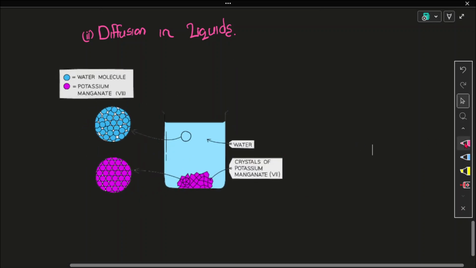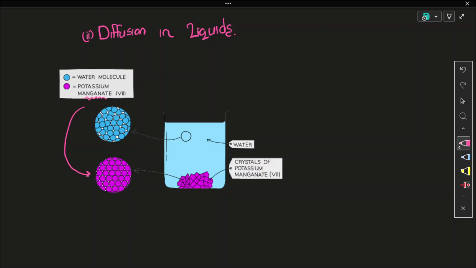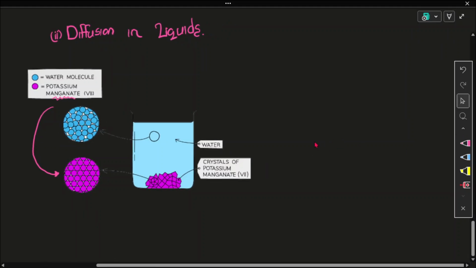Nothing fancy, it's not hard at all. Let's see. So blue represents a water molecule and the purple color thing is something known as potassium manganate. All you have to know about potassium manganate is that it is purple in color, so that we can actually see a color difference. That's all. Here's our beaker of water and then we've put some potassium manganate crystals nice and low in the beaker.